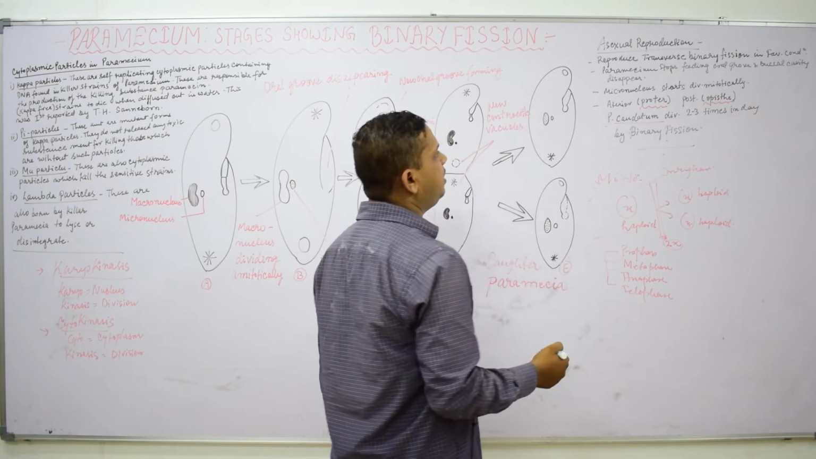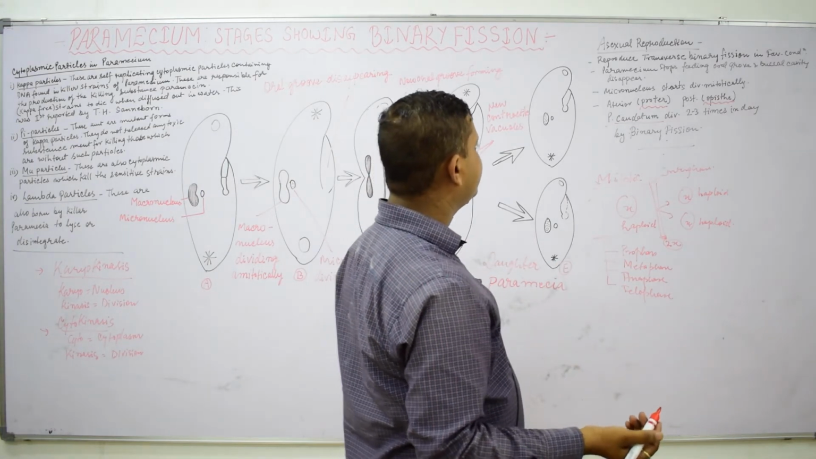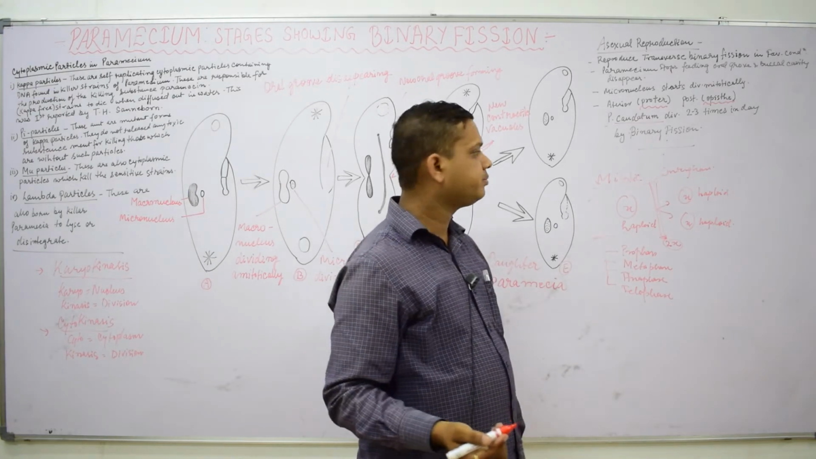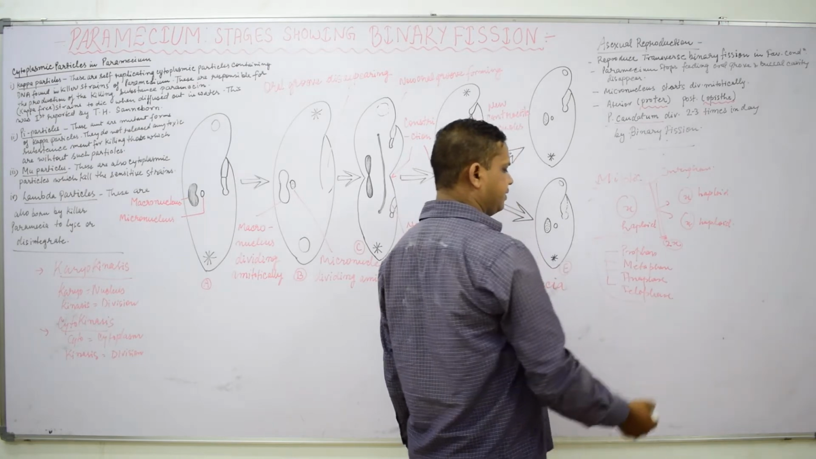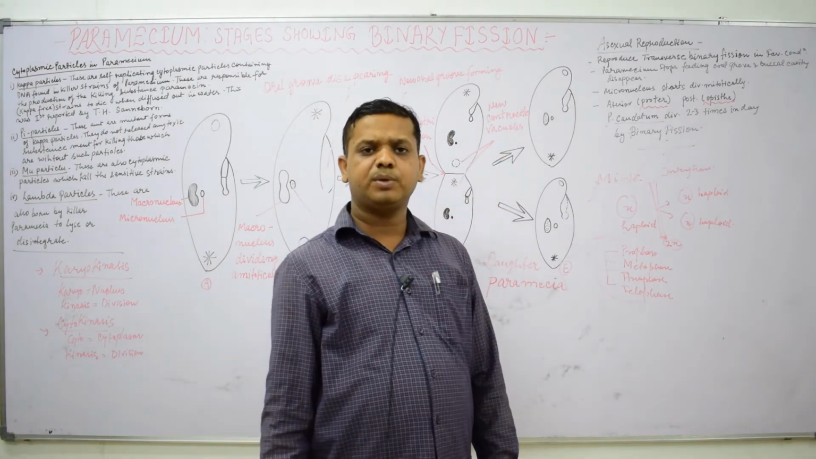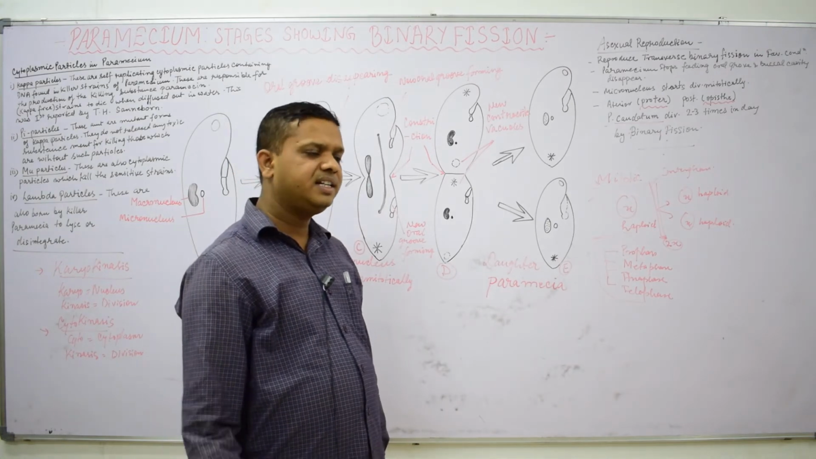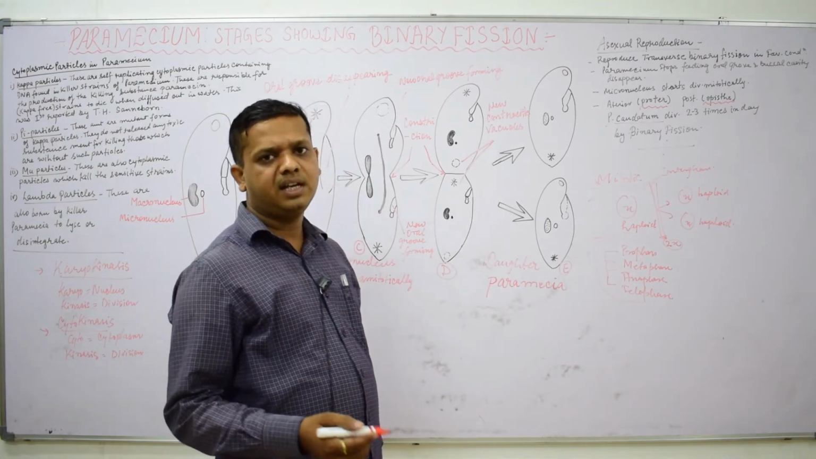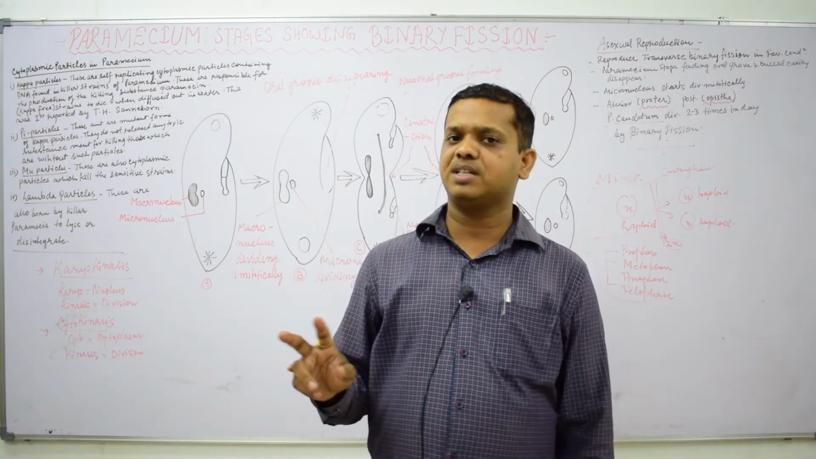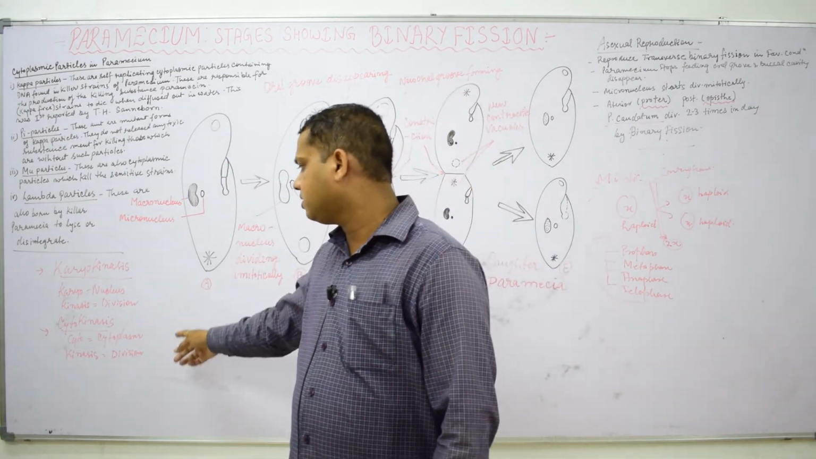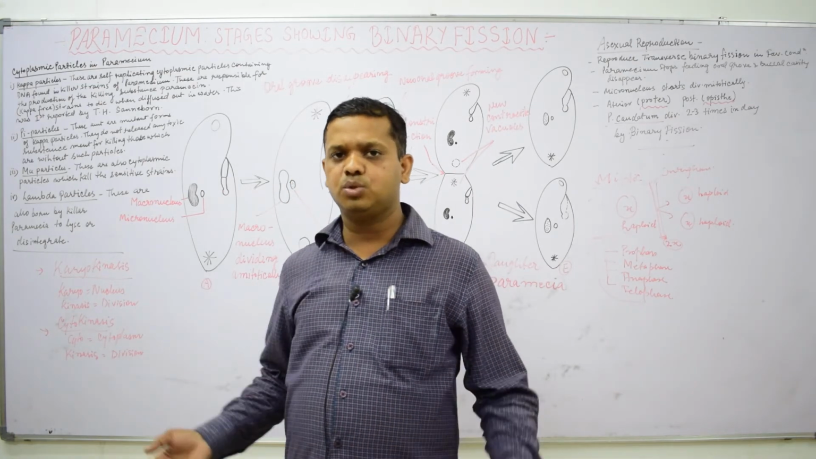But what is amitotic cell division? Amitotic cell division is that division where these phases are not properly found. Prophase, metaphase, anaphase, and telophase are not properly found, and the cell directly divides into two halves with the help of two processes. One is known as karyokinesis and the second is known as cytokinesis.